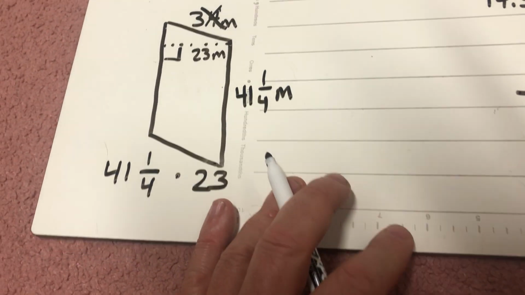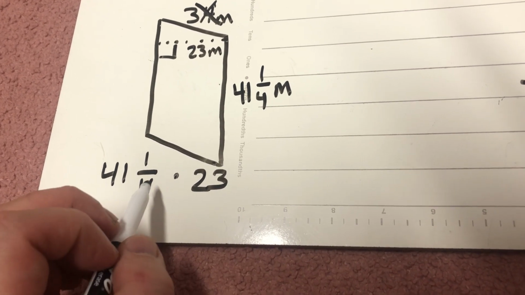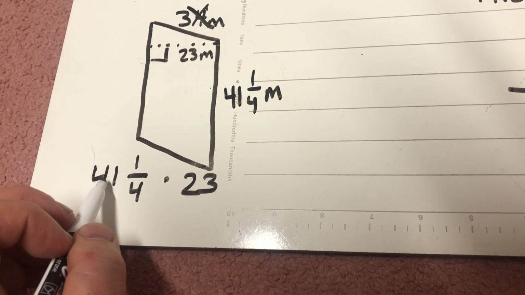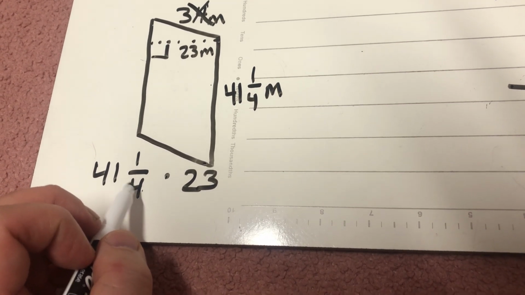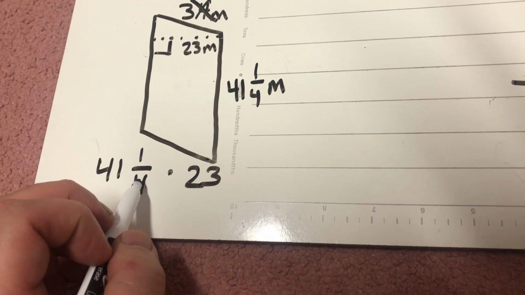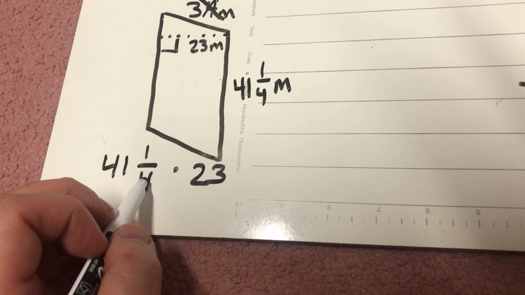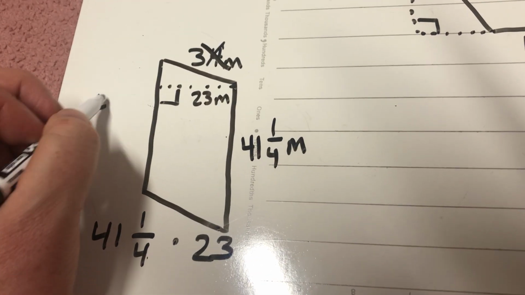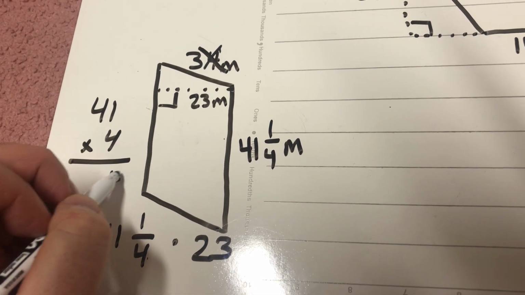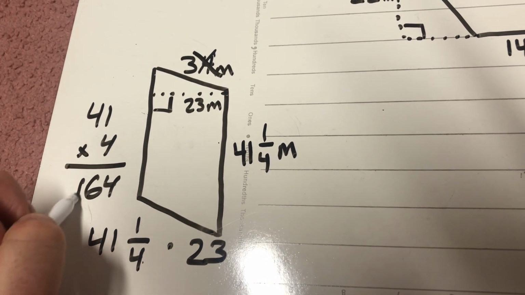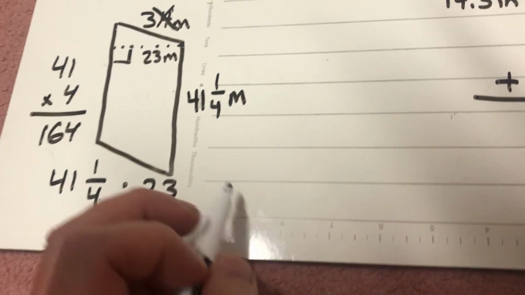23. Well, let's think. Now I've got to start doing some things here. This ought to be interesting. 4 times 41. Well, I know that 40 times 4 is 160, and then 1 times 4 is 4. So that tells me that 41 times 4 is 164. And sure enough, if I do 41 times 4, 4 times 1 is 4, 4 times 4 is 16. I get 164. Plus the 1 is 165.